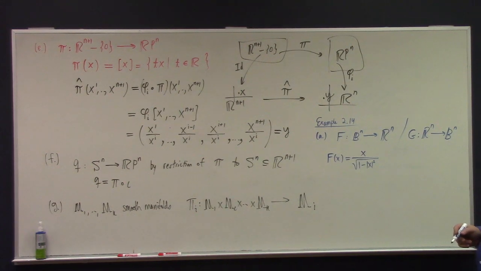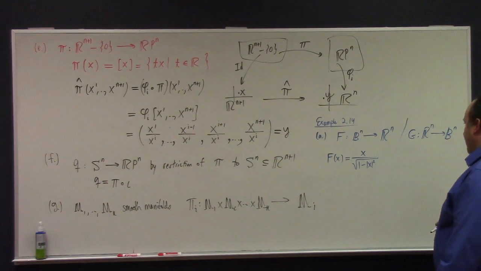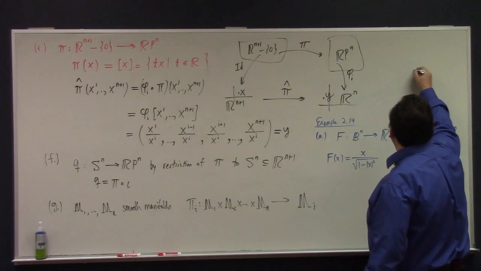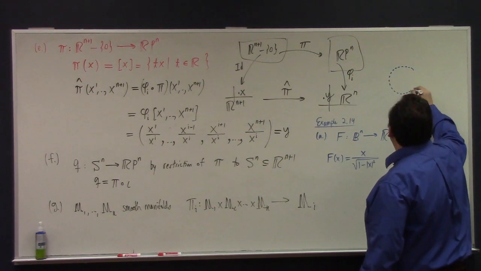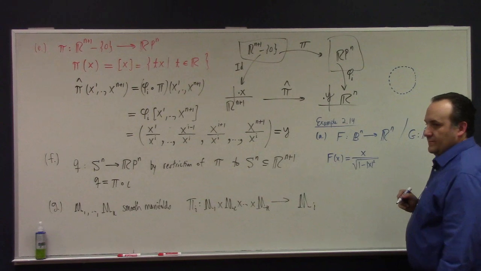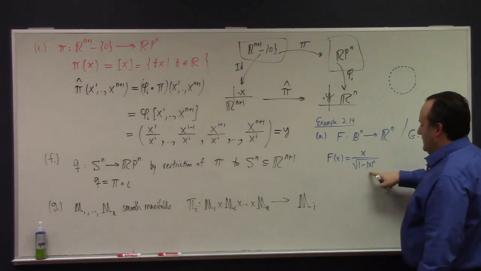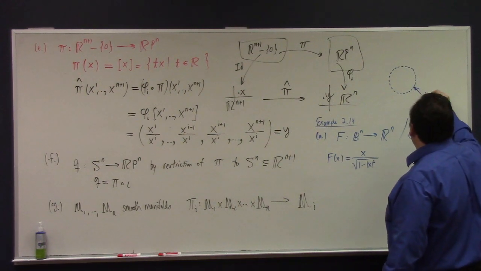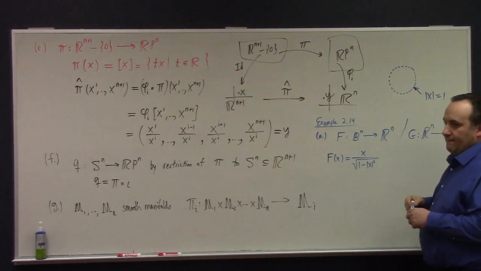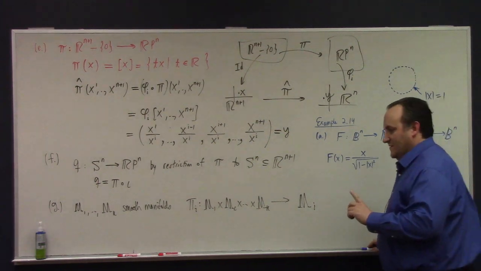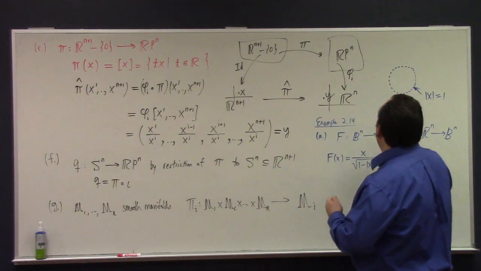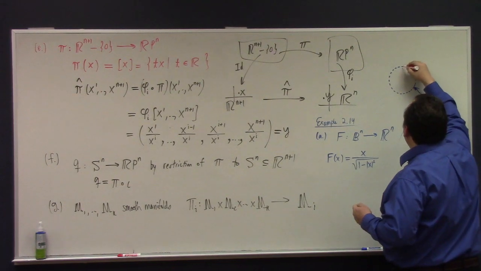Do you guys understand what this mapping is doing? Let me draw a picture, right? For points really close to where the length of x is 1, so this is like length of x equals 1, right? So what it's doing is taking points here and drawing them inward.